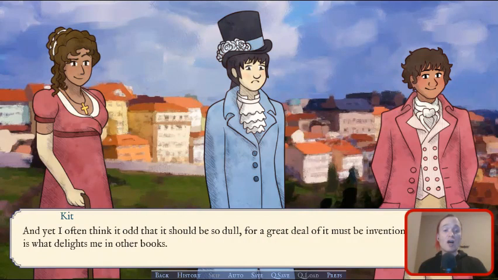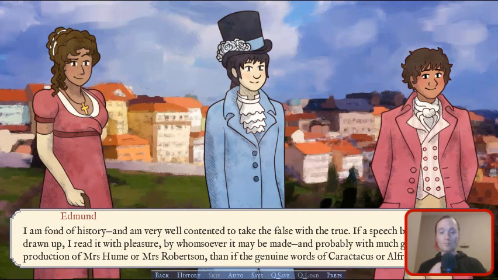And yet I often think it odd that it should be so dull, for a great deal of it must be invention, and invention is what delights me in other books. I am fond of history, and am very well contented to take the faults with the true. If a speech be well drawn up, I read it with pleasure, but by whomsoever it may be made, and probably with much greater if the production of Mrs. Robinson, than if the genuine word of Caractacus or Alfreda the Great.